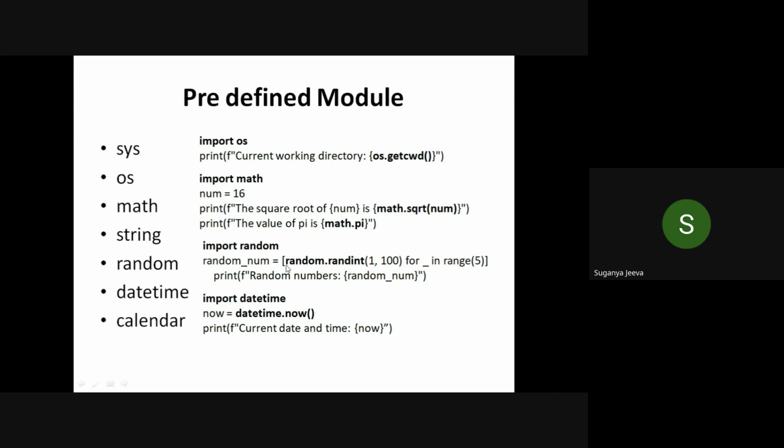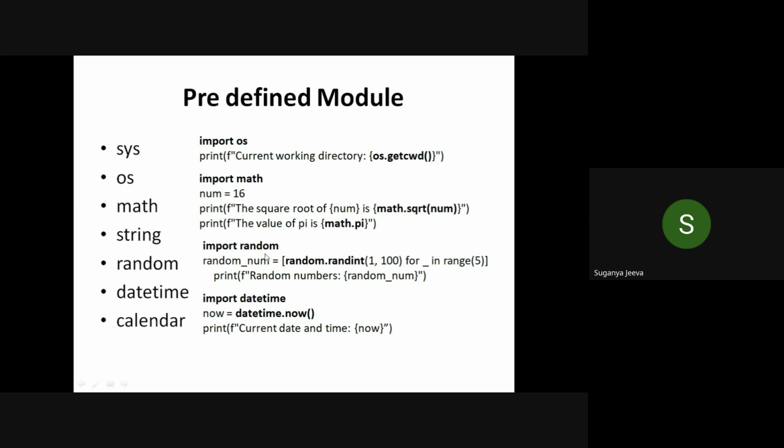We already covered this in the last sessions, the day before yesterday, when we covered the list concept. So here I'm using a list comprehension, and I give an expression: I call the random module's randint function, passing a starting parameter and an ending parameter, comma 100. On that I'm using a for loop, for underscore in range of 5, so I'm going to generate five random numbers here.